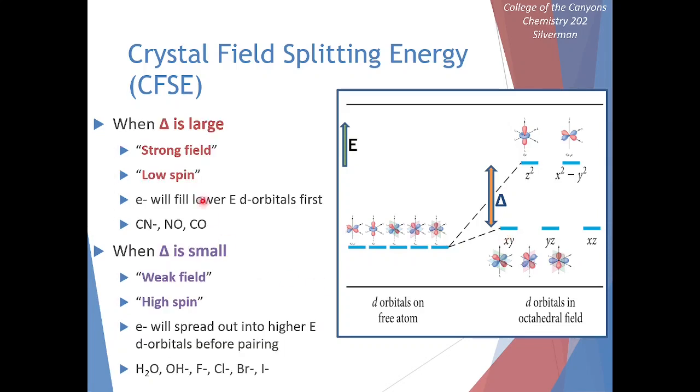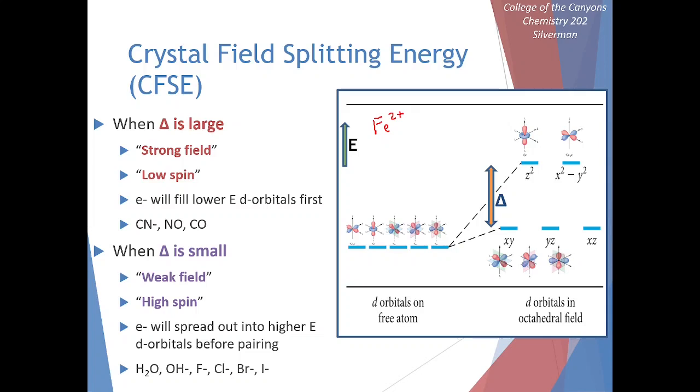Let's look at this. When our delta is large, if there's a large splitting energy, if there's a large gap between our d orbitals in this compound, we call this a strong field compound, or perhaps we call this a low spin compound. Our electrons will follow the Aufbau principle as we expect. Electrons in our d orbitals will fill in down low, pair up down low, and then finally fill in up high. Imagine we have something like iron 2 plus.